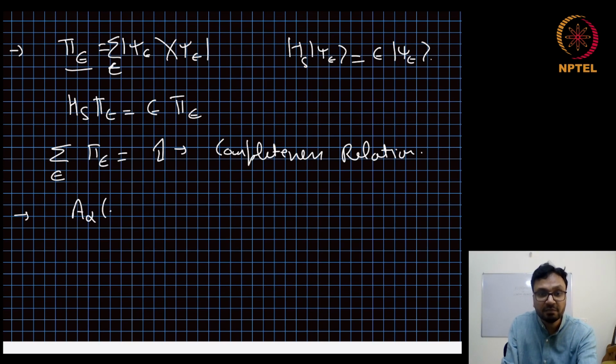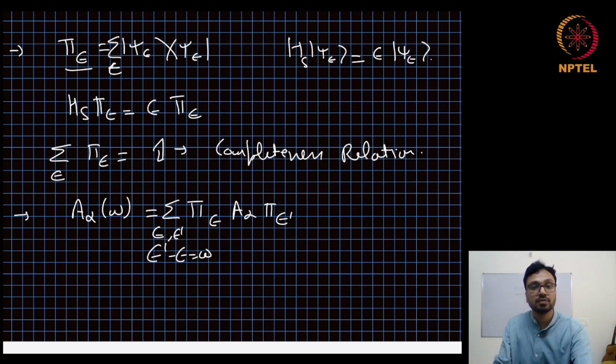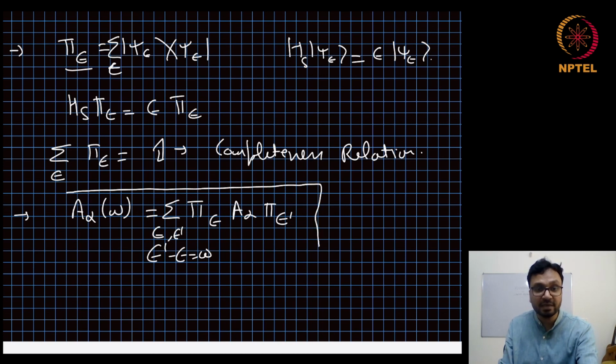Next, we define A alpha of omega to be the sum of Pi epsilon A alpha Pi epsilon prime over epsilon and epsilon prime, such that epsilon prime minus epsilon equals omega. So we take the projector from the left on Pi epsilon, on the right Pi epsilon prime, such that the difference between epsilon prime and epsilon is omega. So we take the sum over all those things and we call it A alpha of omega.